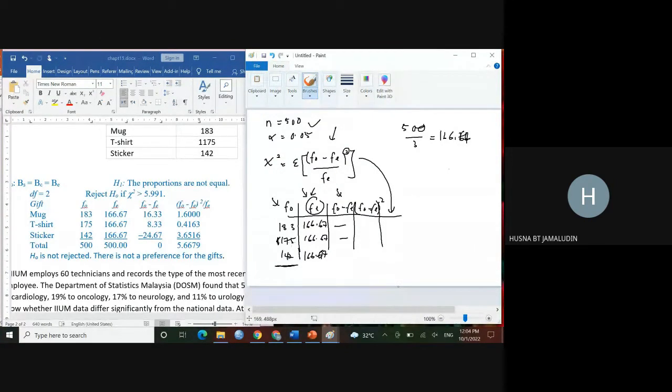For those who use 1175, you will get a different answer. As long as your working is correct, I will consider that. So that is your chi-square.